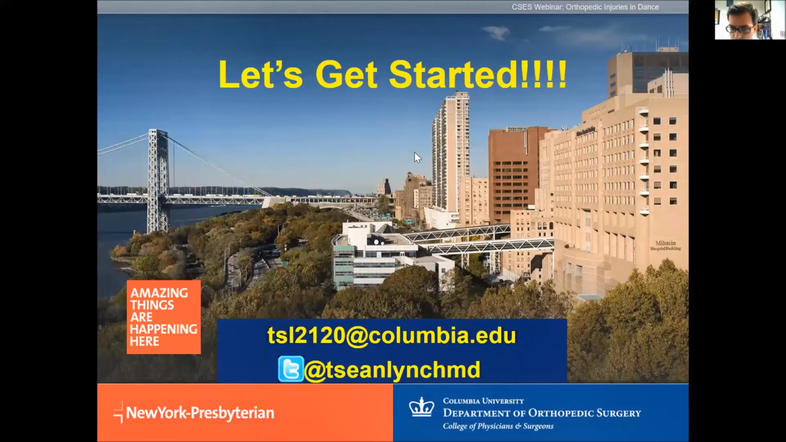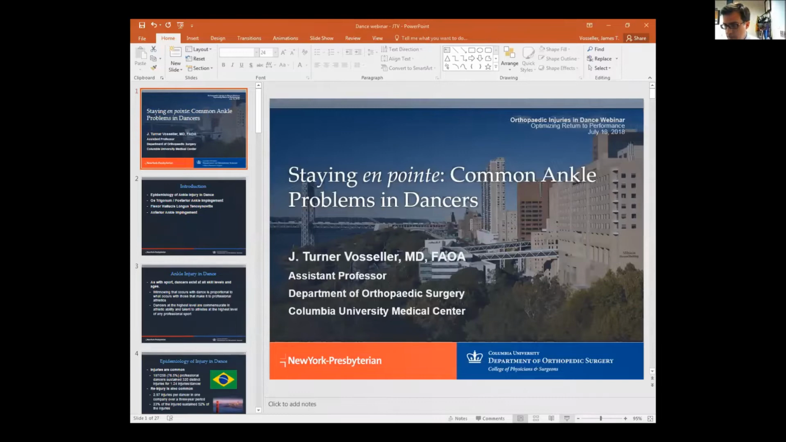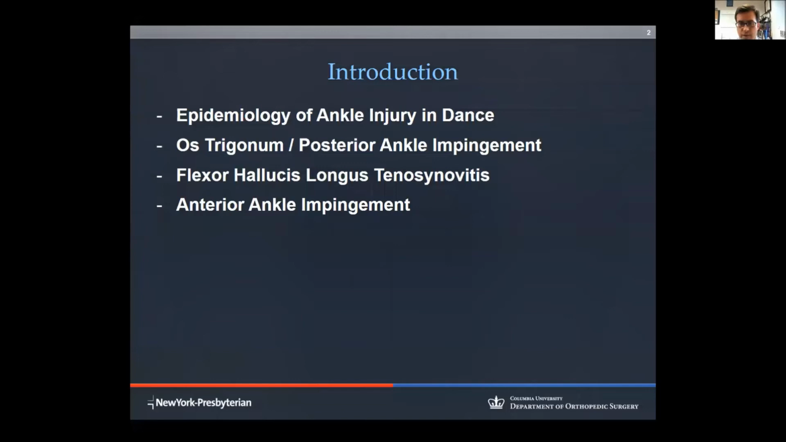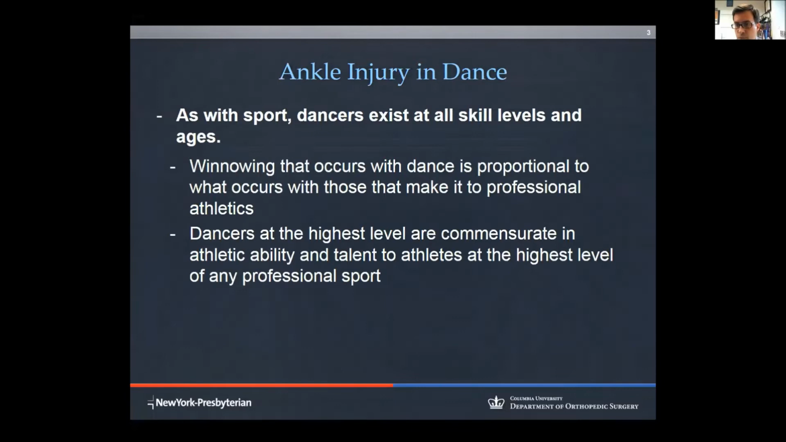Let me just get things pulled up here. All right. So as Dr. Lynch was saying, we're going to be talking about common ankle problems in dancers. Just as a brief introduction, we'll talk about the epidemiology of injury and ankle injury in dance, and then we'll talk about 3 specific pathologies, so posterior impingement, anterior impingement, and then we'll talk about some flexor hallucis longus issues as well.